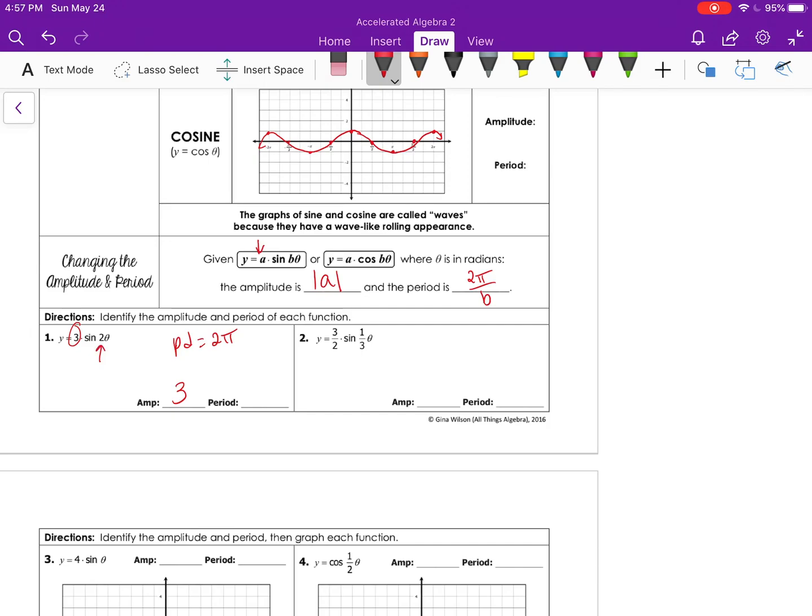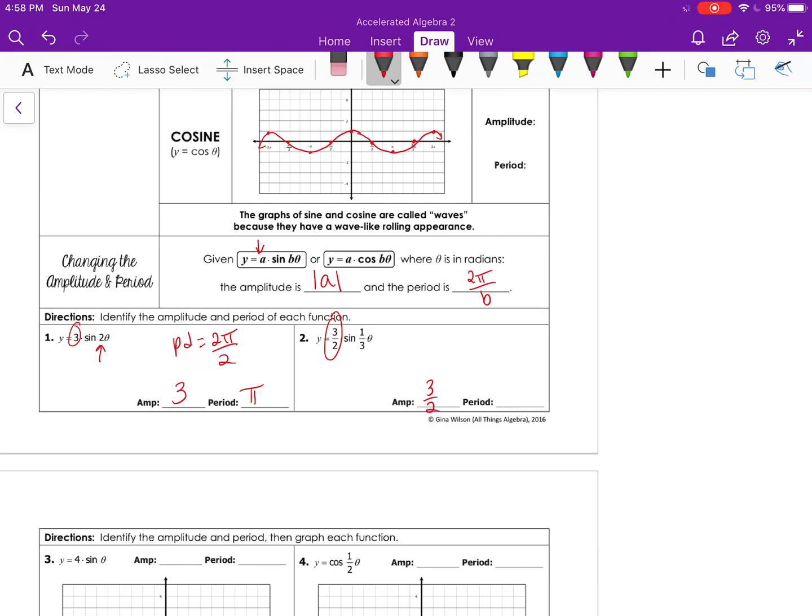And then our period is going to be 2 pi divided by the value of b, and b is right in front of your theta or your x, your variable. So in this case, it's 2 pi divided by 2, which means the period of this equation, 3 sine 2 theta, is just going to be pi.